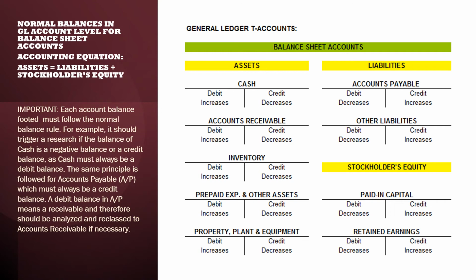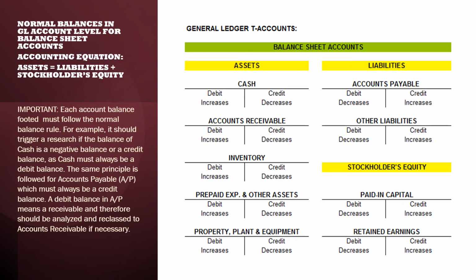So on the right side, we've got the liabilities. If you add both liabilities and stockholders' equity, the total of that should equal the total of the assets. So that's our accounting equation. So in here, we've got it detailed by different kinds of GL accounts or GL account names.